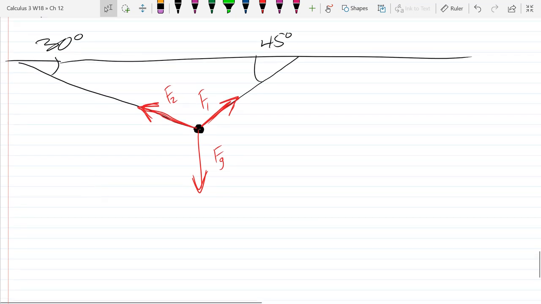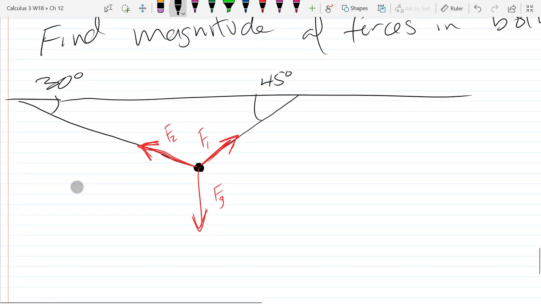There's a very fancy phrase for this. When things are not moving, we call it static equilibrium. So this is a situation that's not moving. Static equilibrium.